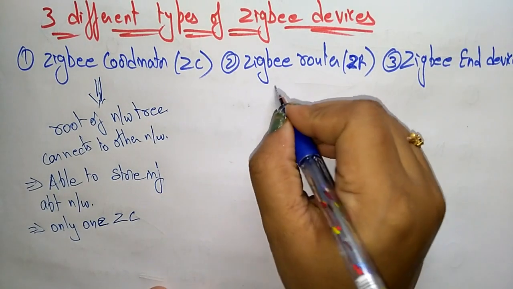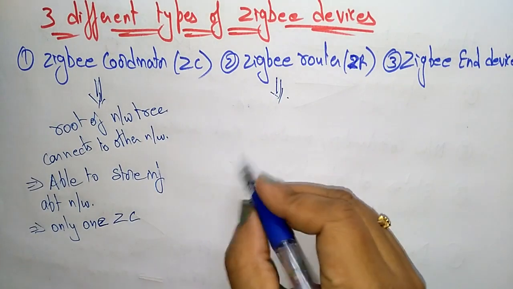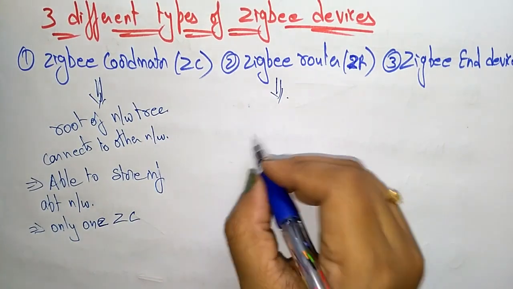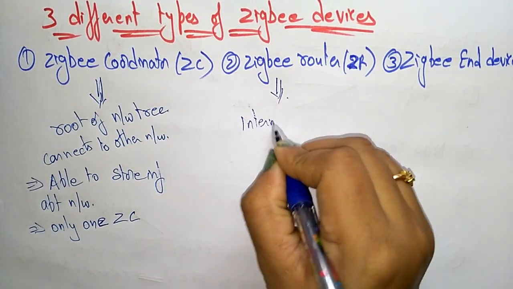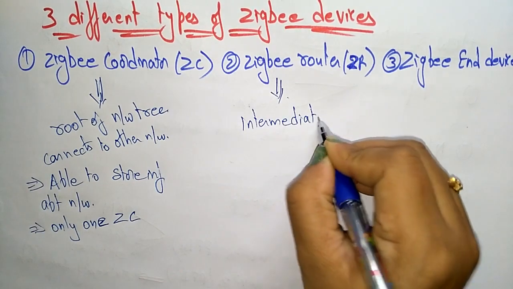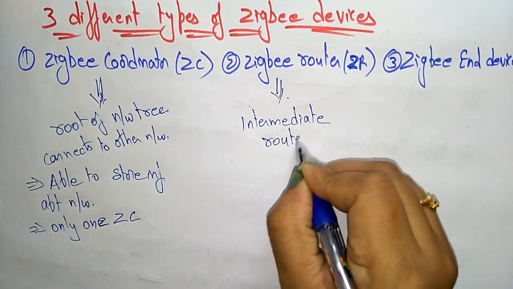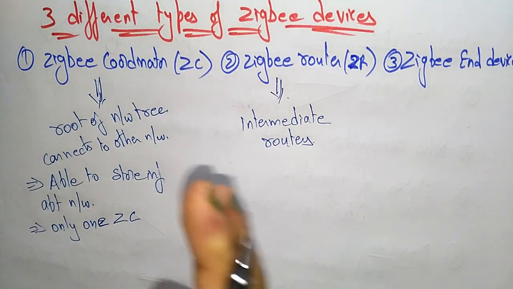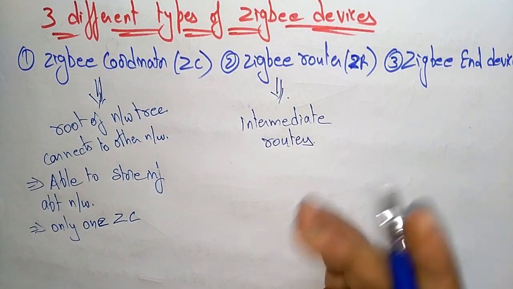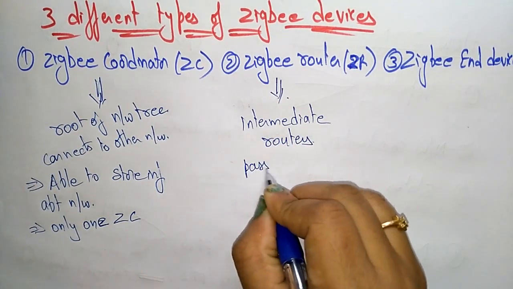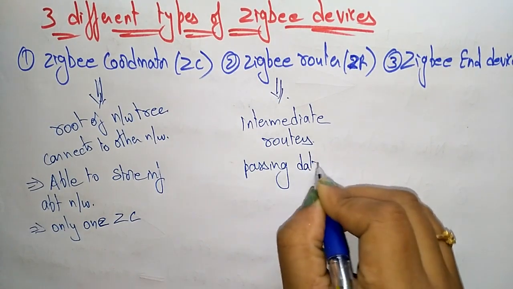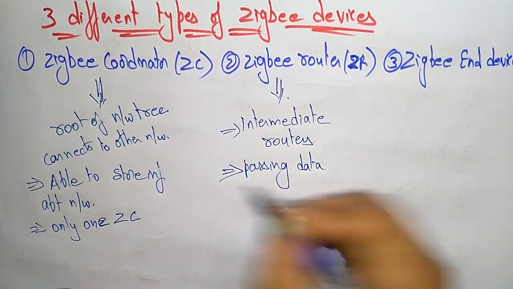Now coming to the Zigbee router, a Zigbee router acts as an intermediate router. So I said that this is acting as an intermediate router, passing data from other devices, and it is used for passing data in the form of packets, that you call a beacon.